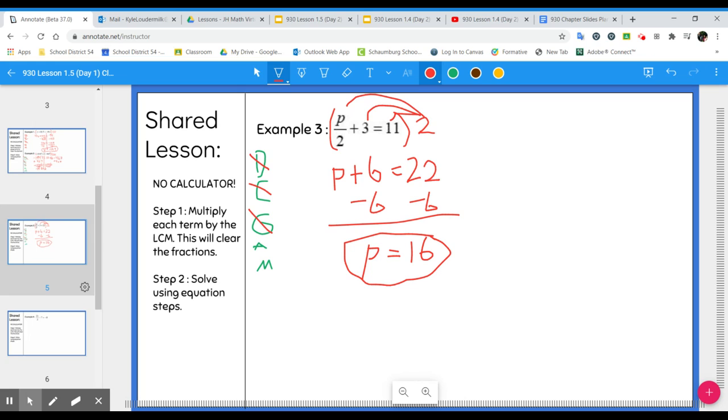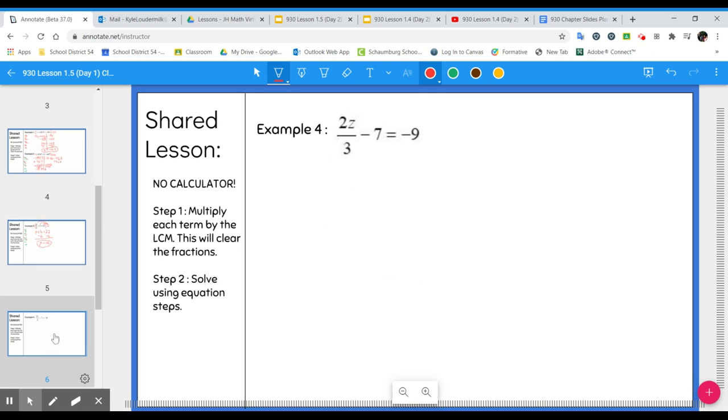But I guarantee you, we're going to get to ones, even within this lesson, that are not going to be able to be done in your head. And that's why we emphasize showing the work. That's why we emphasize doing these steps. This is going to save you so much time in the long run. Clearing fractions is a wonderful skill. So let's move on to another one where we get to clear a fraction.